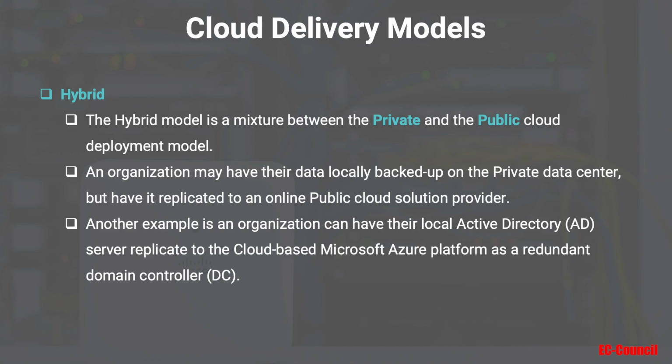The hybrid model is a mixture between the private cloud and the public cloud deployment models. An organization may have their data locally backed up on their private data center, but have it replicated to an online public cloud solution provider. In this way, they are creating backup solutions and also redundancy to access services. Another example is an organization can have their local Active Directory server or servers replicated to a cloud-based Microsoft Azure platform as a redundant domain controller.